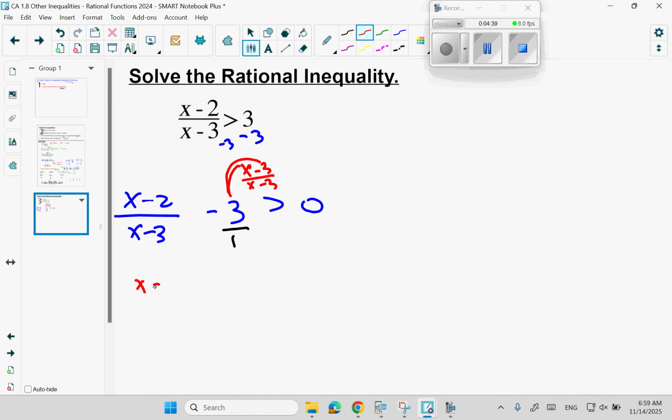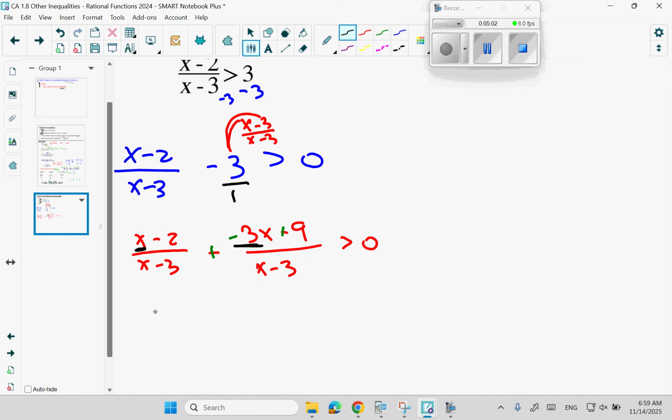So I'm going to leave my first fraction alone. Minus 3 times x, so 3x. 3 times negative 3, so negative 9. And then it's a matter of distributing this negative, or keep, change, flip, however you want to visualize that, and then combining like terms. x minus 3x gives me negative 2x. Negative 2 plus 9 is positive 7.